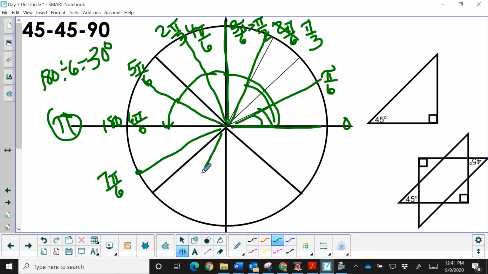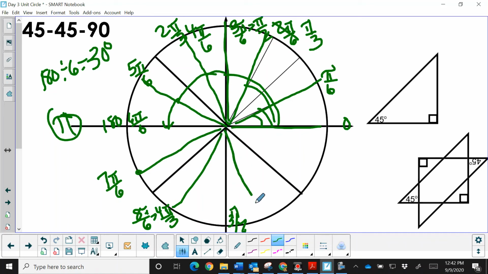The next position is 8 pi over 6. Well, 8 pi over 6, we reduce that to what? 4 pi thirds. This is 9 pi over 6, which is 3 pi halves. We've already named that one.